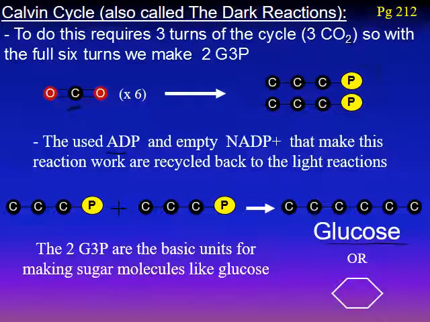So it gets complex, but don't let it scare you. It's just different ways of stringing up carbon molecules to make sugar molecules again. Remember, glucose always has 6 sugars, or 6 carbons, excuse me.